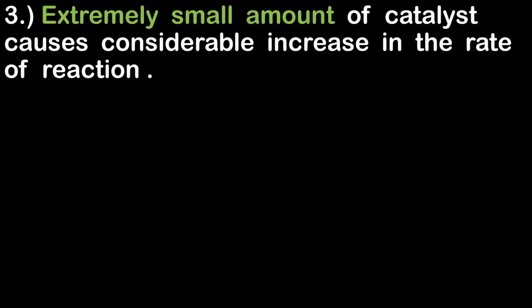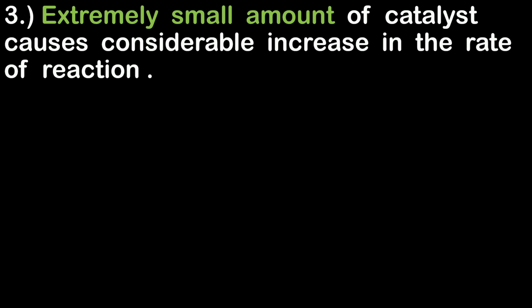The third general characteristic tells us that an extremely small amount of catalyst causes a considerable increase in the rate of reaction. Now, what is the meaning of this? If you want to increase the rate of the reaction, it is enough to add an extremely small amount of catalyst. There is no need to add a very large quantity of catalyst. Even an extremely small amount of catalyst will increase the rate of the reaction.